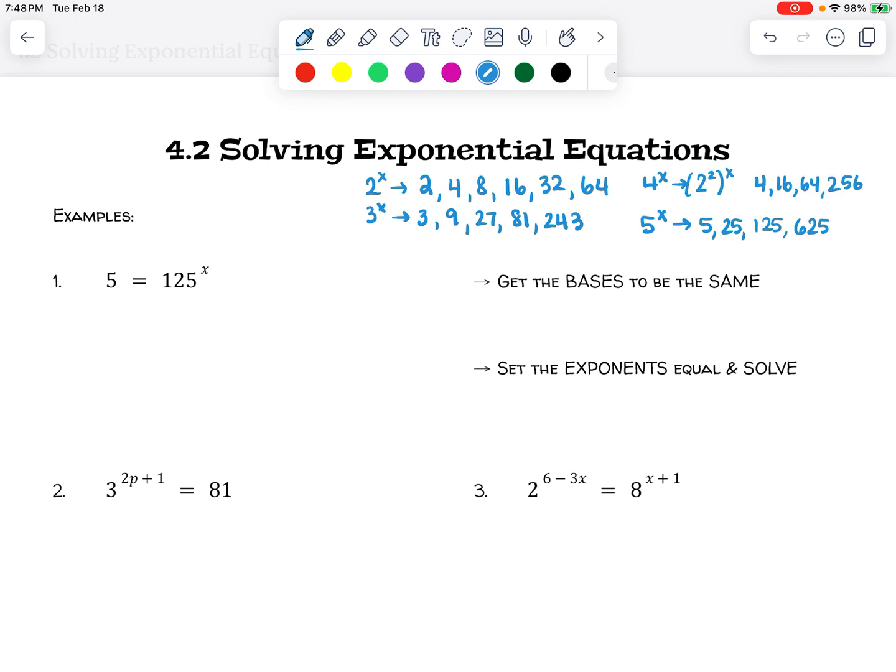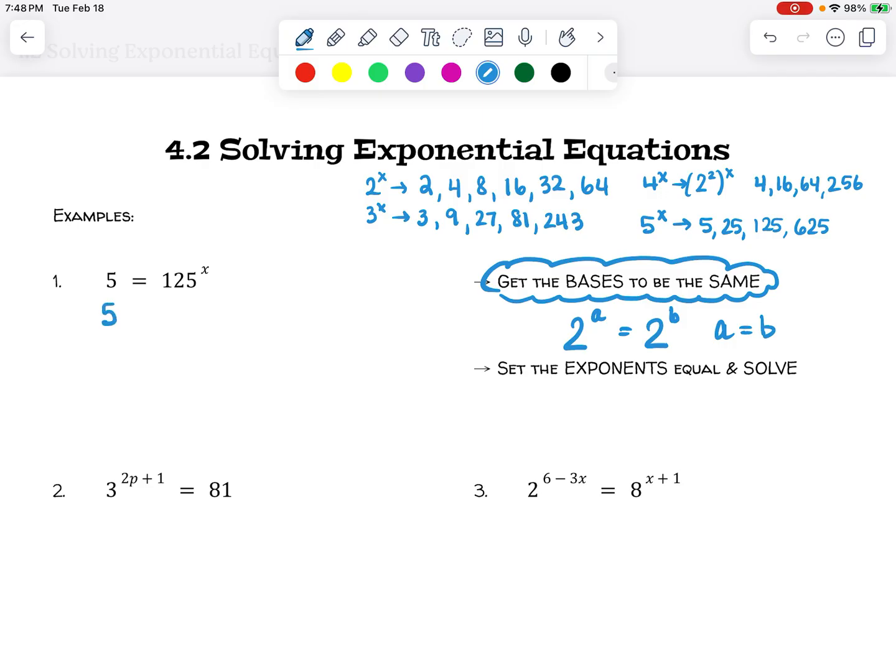So here's the key on solving equations with exponents. You want to get the bases to be the same. Because if I have 2 to the a is equal to 2 to the b, then a must be equal to b. Your exponents must be the same, okay? So then you can solve. So let's look at number 1.